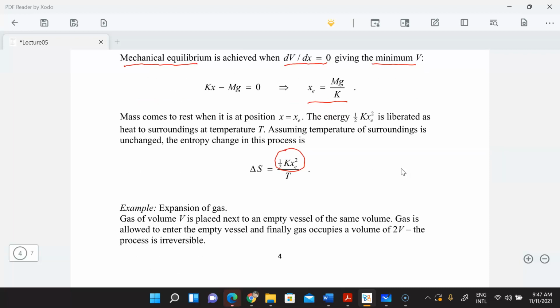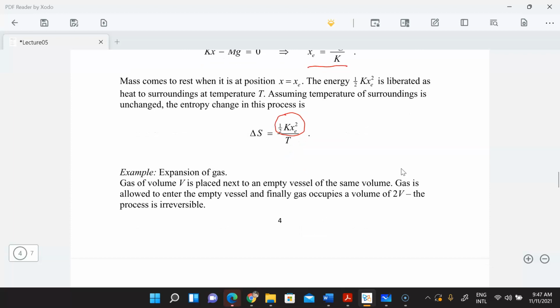The other case, which I already mentioned a little before this, is the expansion of gas. You know that when the gas expands, it is by observation that it cannot go back to the original volume. So that will be an irreversible process, so there will be entropy change. How do you calculate the entropy change for this expansion of gas?